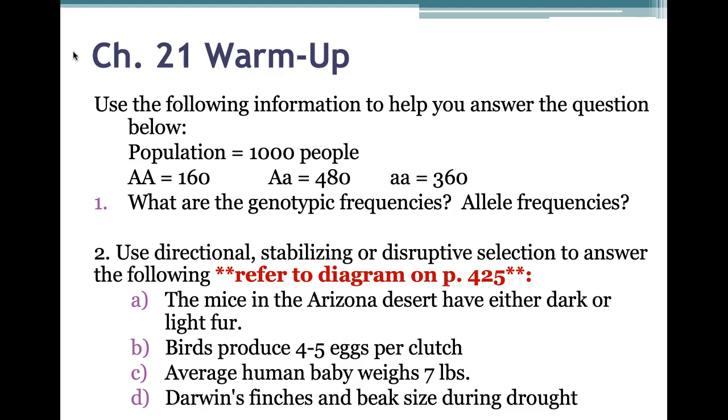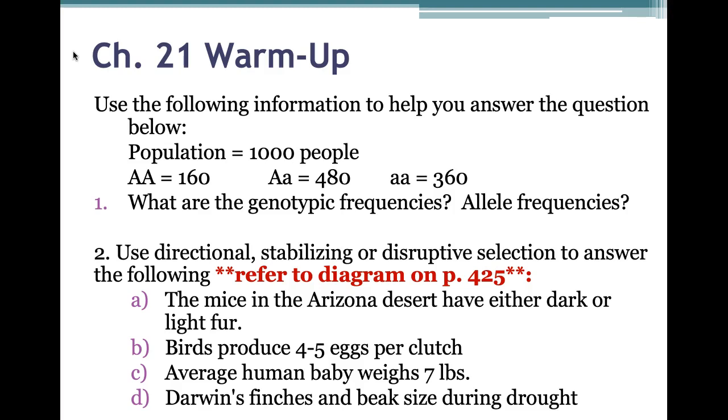I wasn't able to get to it in my Chapter 21 notes. There's 3 types of natural selection: directional, stabilizing, or disruptive. And these are all going to be scenarios in which certain members of a population are favored based on the traits that they have in their environment.